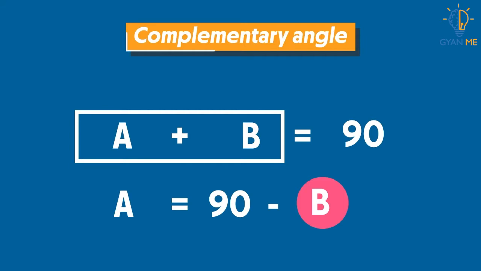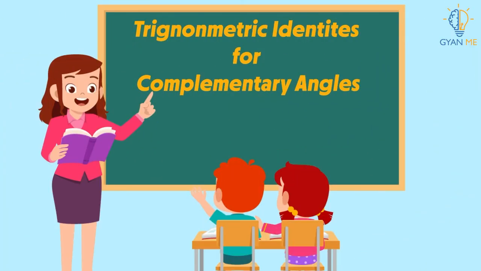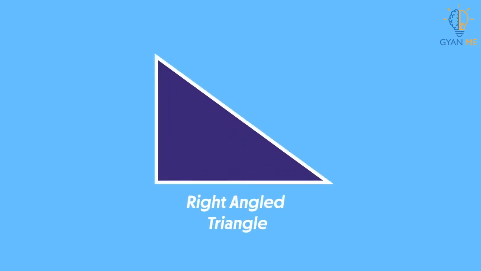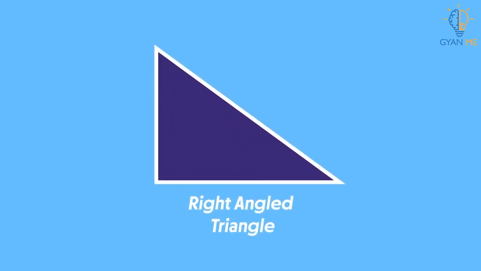Now you can ask, what is so special about these trigonometric values of complementary angles that we are studying them? Well, they are special. Let's see how. For that, we again need one right-angled triangle. So let's make our generic triangle ABC right-angled at B. Now this is 90 here, and this angle is theta.